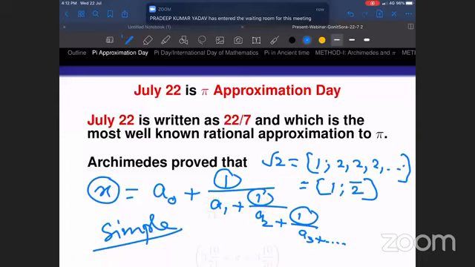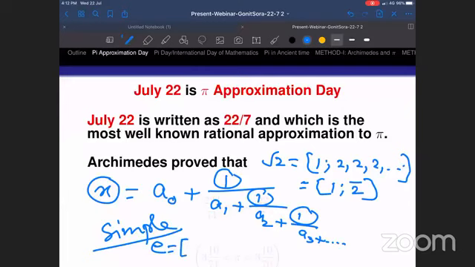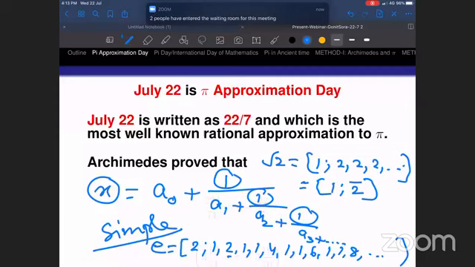Similarly, what is the continued fraction expansion of e, the well-known constant e? The integral part is 2, then 1, 2, 1, 1, 4, 1, 1, 6, 1, 1, 8, etc. You can guess what the next terms will be: 1, 1, 10, then 1, 1, 12, etc. So this continued fraction expansion of e has a pattern. What is the pattern?